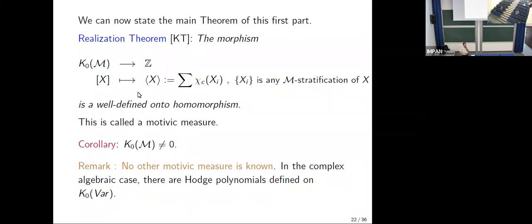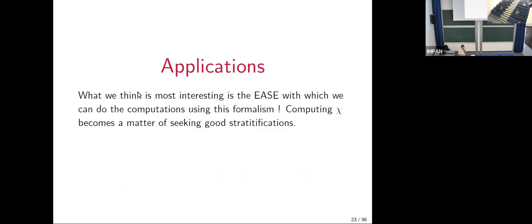This is why I changed my definition of K0. K0, I said, take X with a stratification, then X minus a stratum is the sum of that. So it has to be a stratum, but not arbitrarily any subspace. So, getting around this problem. Okay.